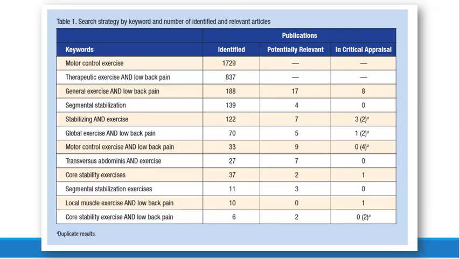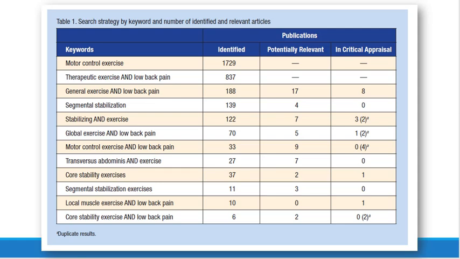Here is the table that I published in that paper from Sports Health. The search strategy by keyword and the number of identified and relevant articles. Tables like these are going to be important because, one, we're going to want to have a table like this within your dissertation. And two, again, hopefully you're thinking about publishing your findings. Most journals want to have this in that. This is a quantitative presentation of your search strategy.